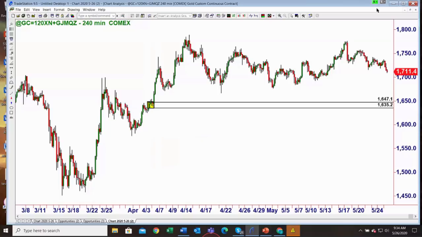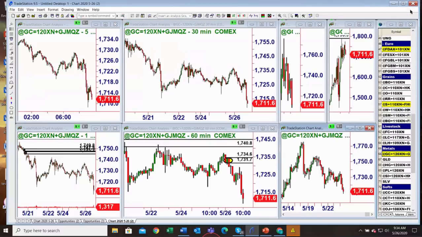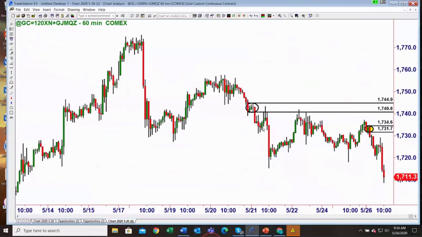Okay, let's keep going. So we looked at the weekly, we looked at the 4-hour. Let's now go down and look at the 60-minute chart. So on the supply side, nothing exciting, but up around 1731 we might have a little supply up there. But there's nothing fresh that's close.